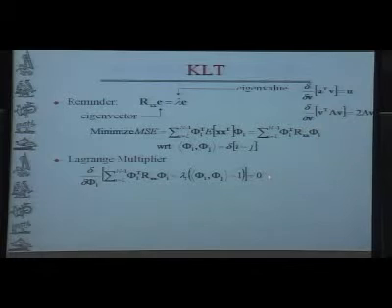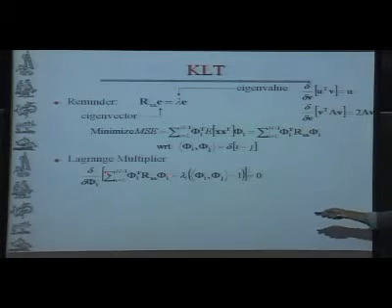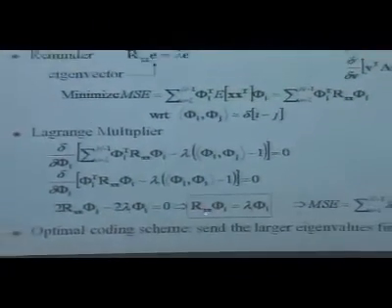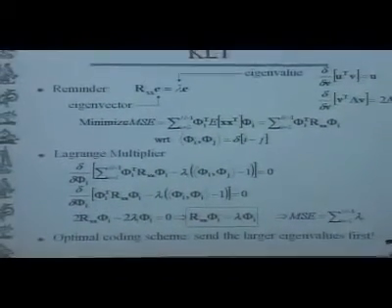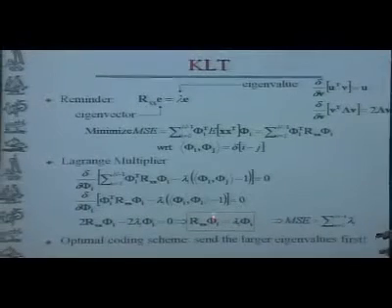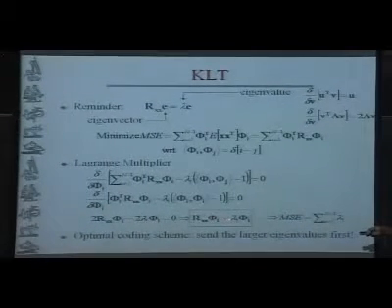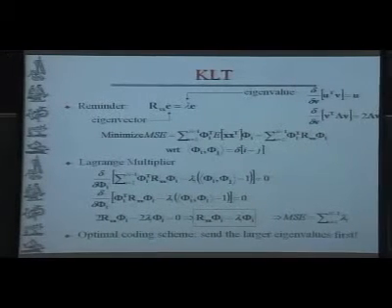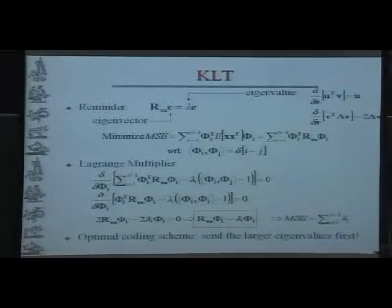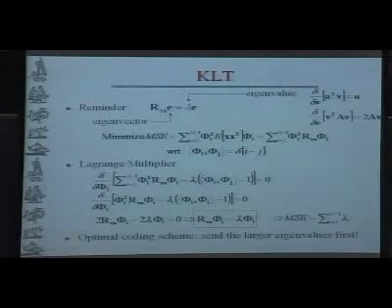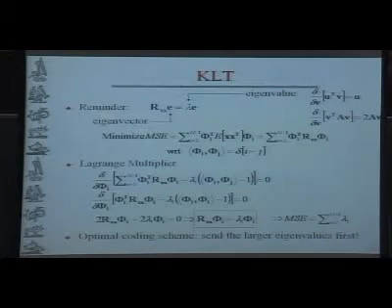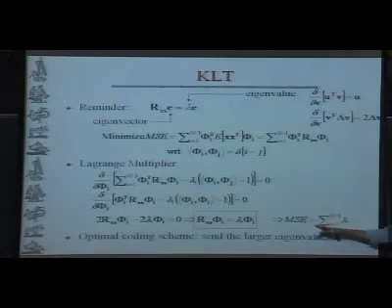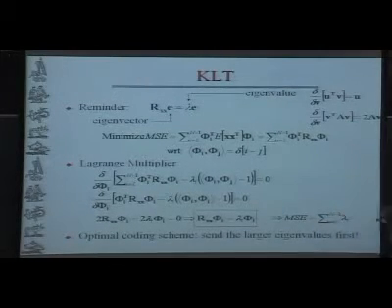So this is what we have to do. Okay, these are eigenvectors based on that RXX matrix, the autocorrelation matrix. Choose the basis functions as the eigenvectors, okay, and you have n of them. You have n basis functions, okay, and then send the larger eigenvalues first, because that will minimize the mean square errors. Okay, this is very important.